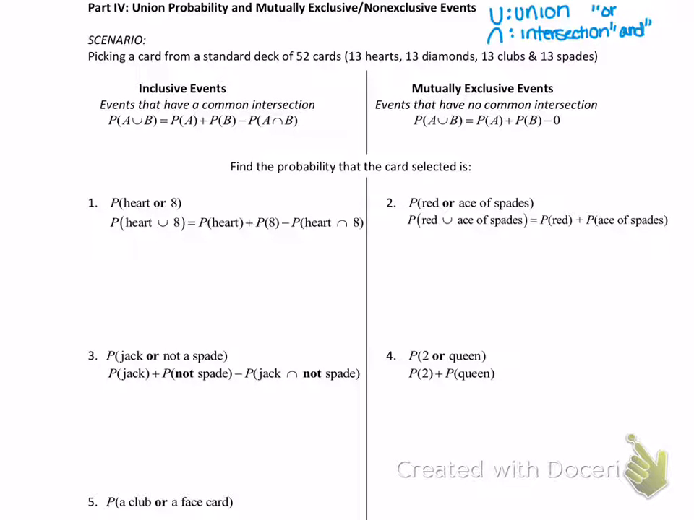Okay, so picking a card from a standard deck of 52 cards, we have 13 hearts, 13 diamonds, 13 clubs, and 13 spades. So let's go down the inclusive side. If something is inclusive, then these events have a common intersection point. So the probability of A plus B together, you have to then subtract the intersection of both of those things. So let's look at an example.